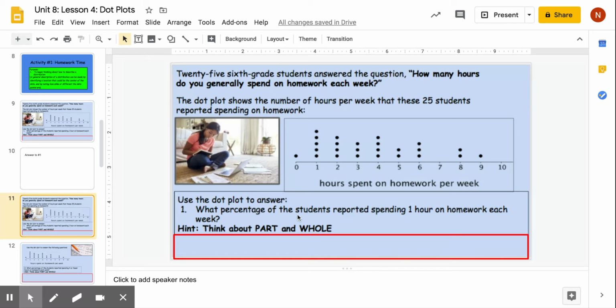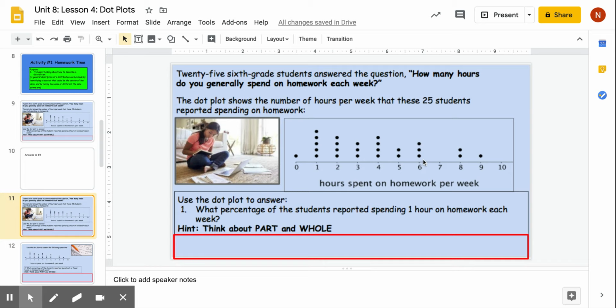What percentage of the students reported spending 1 hour on homework each week? Oh, percentages. This is all the way from the beginning of the school year in ratios and proportions. So my hint to you all was think about part and whole. Okay, so let's start with this whole. We are talking about the whole in terms of how many total students were asked the question.